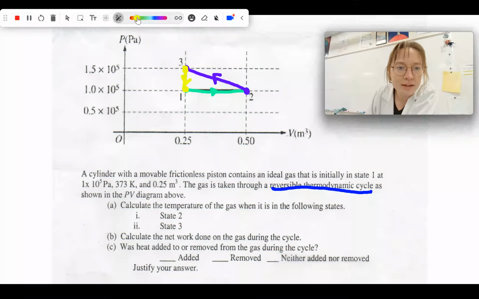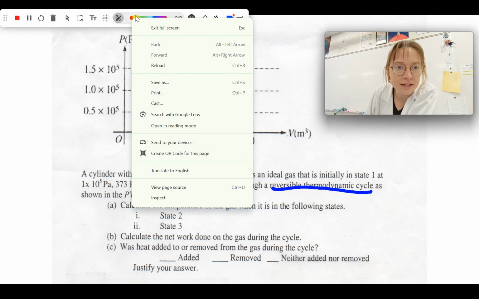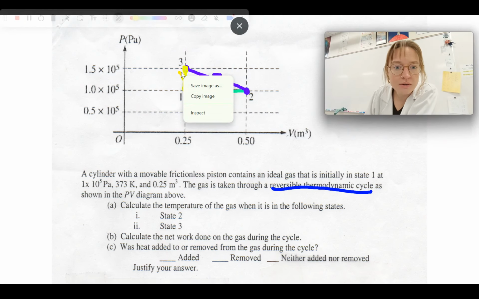Wow, that is very aggressively yellow. Maybe we'll do something a little bit less aggressively yellow. Oh gosh, no, not that. Okay.